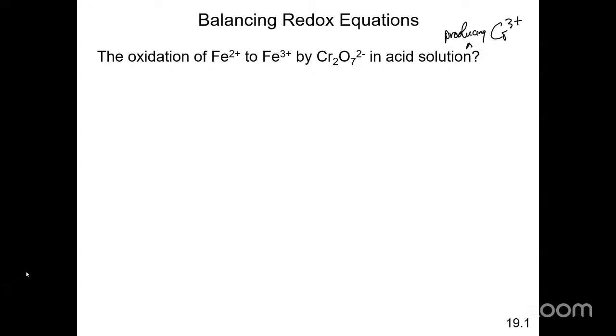You gotta make your two separate equations. Okay, so one would be Fe 2+ to Fe 3+. Exactly. And the other would be Cr2O7 2- to Cr 3+. All right, so basically you're writing down the two half equations.